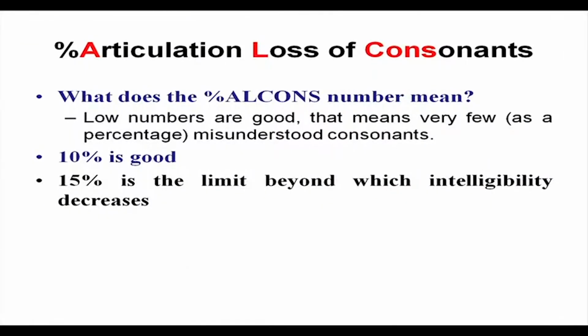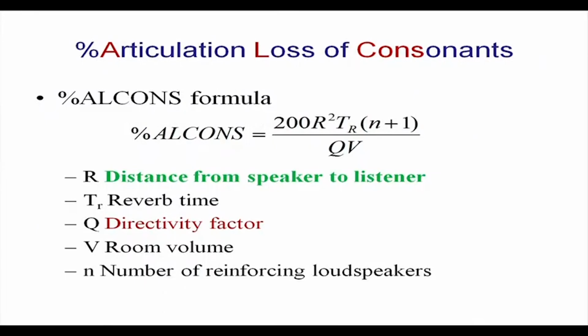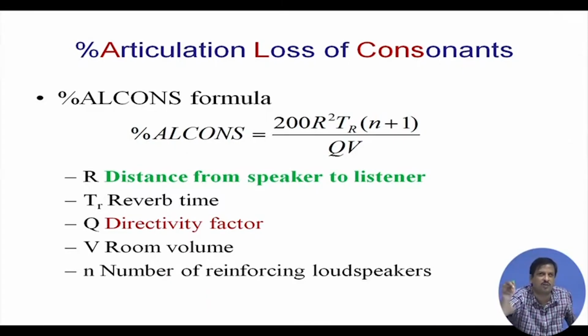Okay. Now, how do you calculate percentage Alcons? The formula is given. If the room parameters are given, R is the distance from the speaker to the listener. So, for a particular seat, if I want to calculate the percentage Alcons, I need the reverberation time of the auditorium, the volume, and the directivity factor, depending on the placement of the loudspeaker and the number of reinforcing loudspeakers in that auditorium.